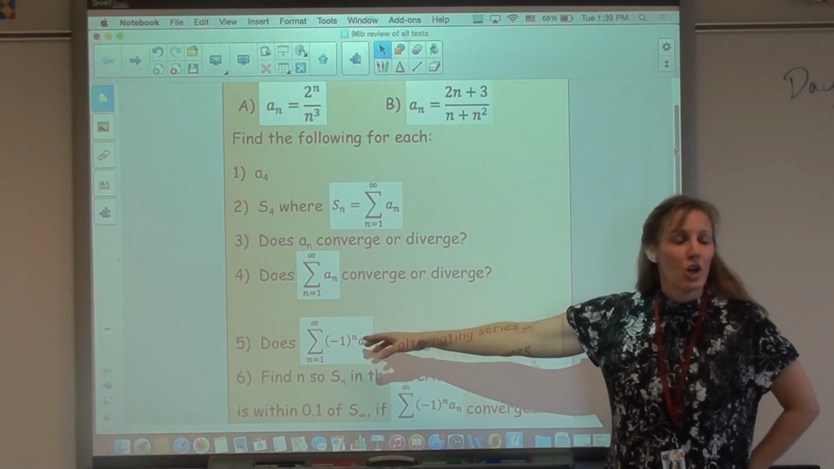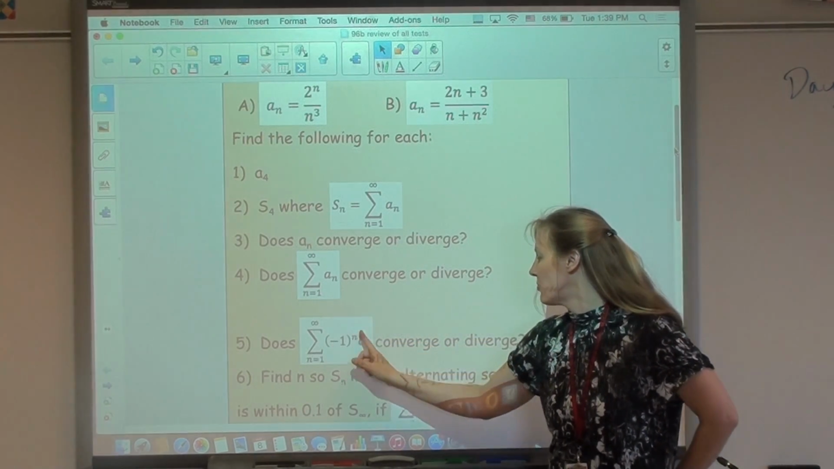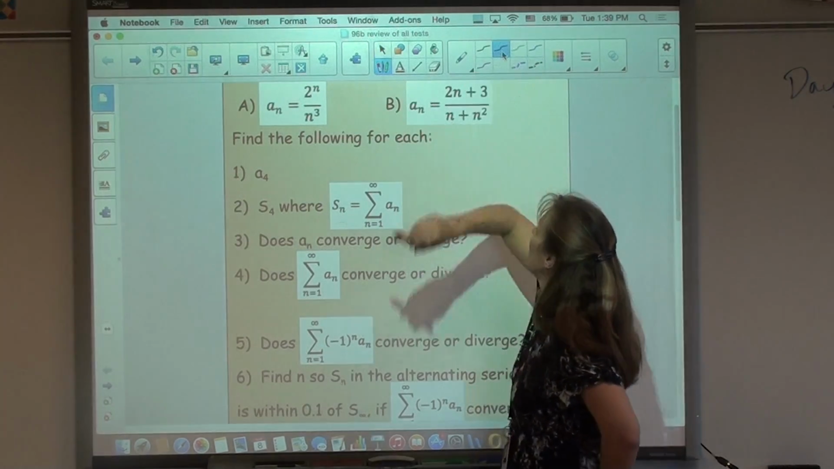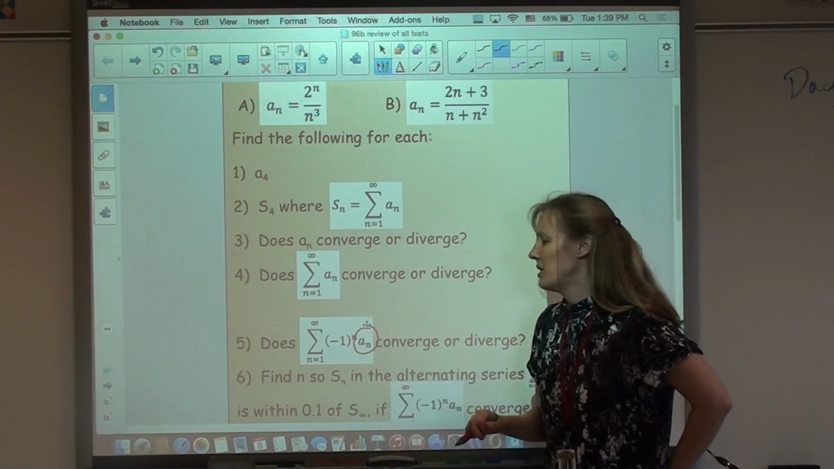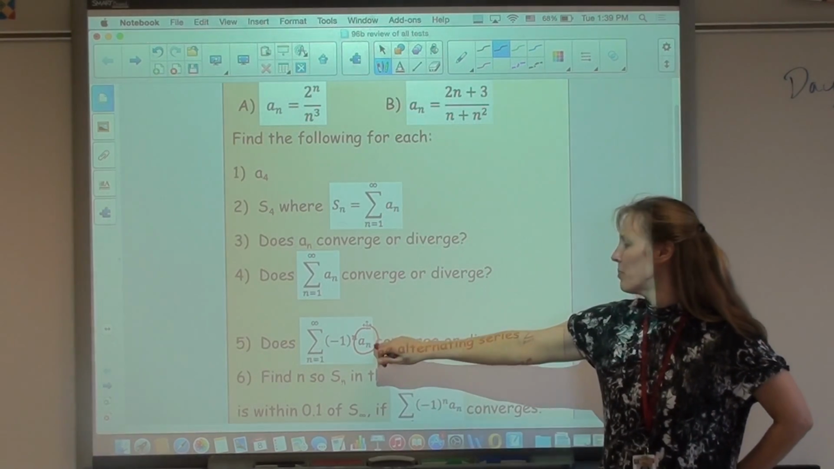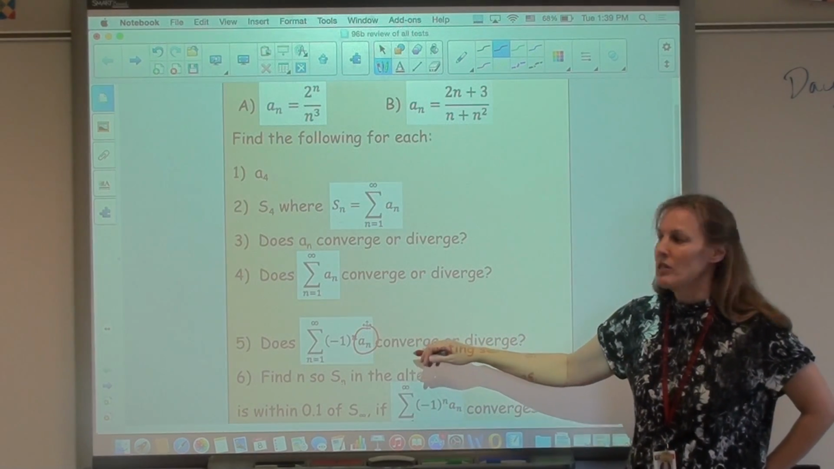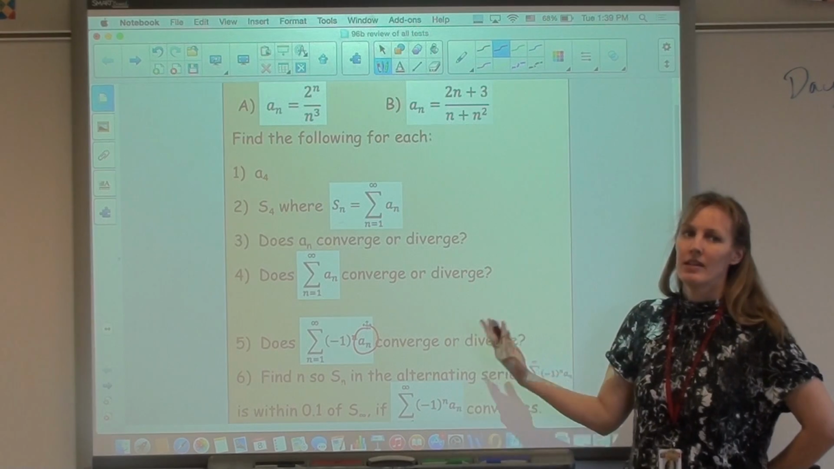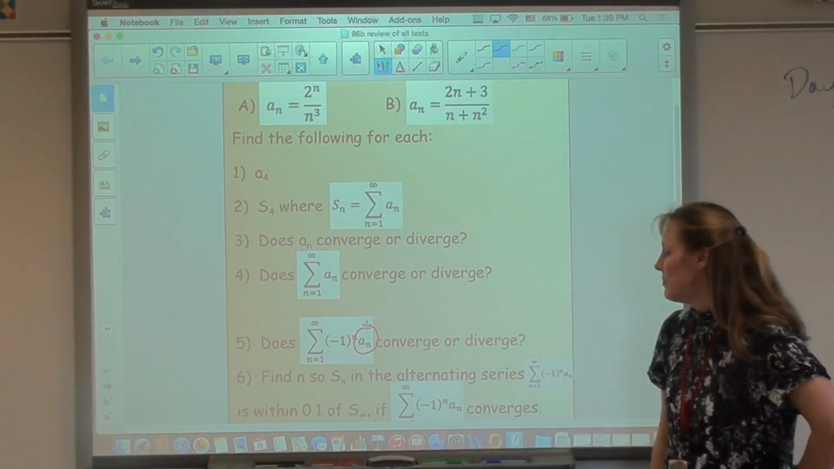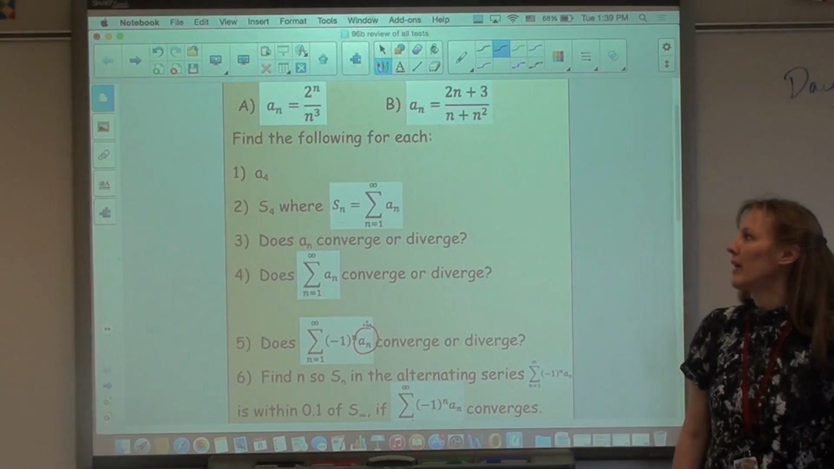The alternating series converges if you ignore the -1 and just do the limit. If you just do the limit of a sub n as n approaches infinity, if that limit approaches 0, then the whole series converges. If it doesn't, it diverges. This one, again, doesn't approach 0, so therefore the alternating series also diverges. And because the alternating series diverges, question 6 for part A is moot.